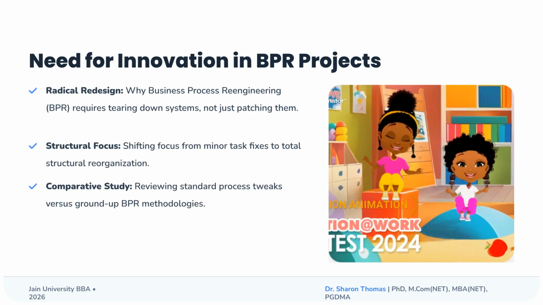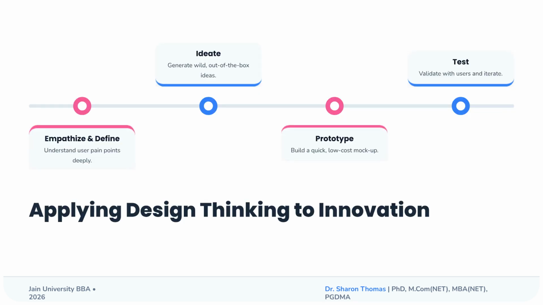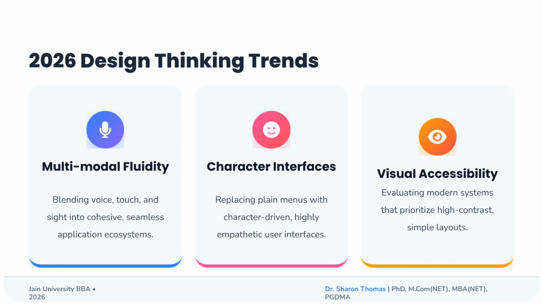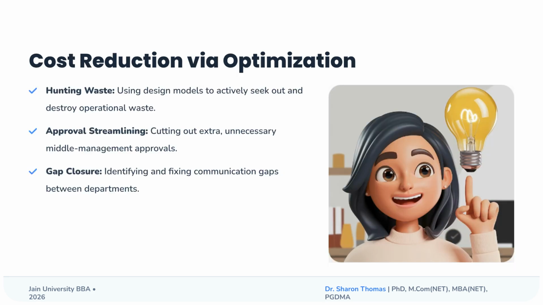Business process reengineering, or BPR, often requires a radical redesign. This involves shifting from minor fixes to total structural reorganization of systems. Design thinking is a powerful tool for innovation. The process cycles through empathizing and defining user needs, ideating solutions, prototyping, and rigorous testing. Key design thinking trends for 2026 include multimodal fluidity, the use of empathetic character interfaces, and prioritizing visual accessibility in all layouts. Optimization strategies can significantly reduce costs.